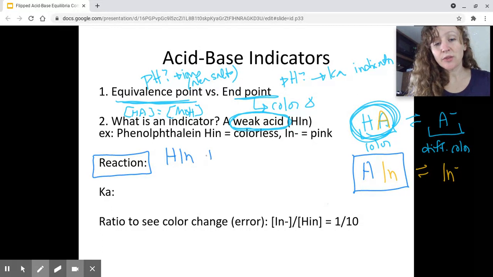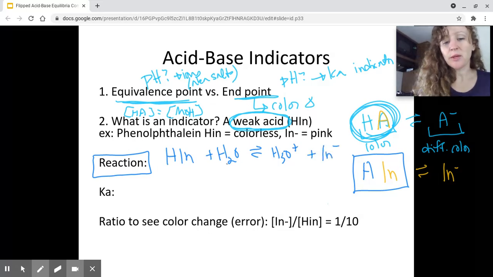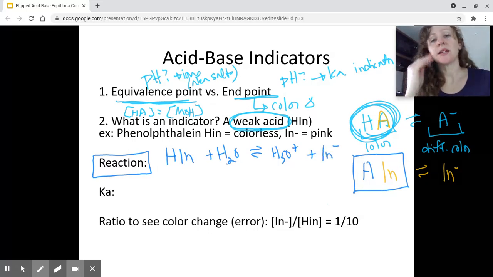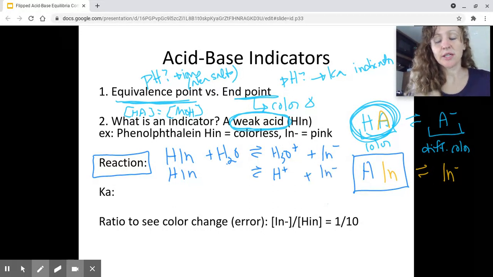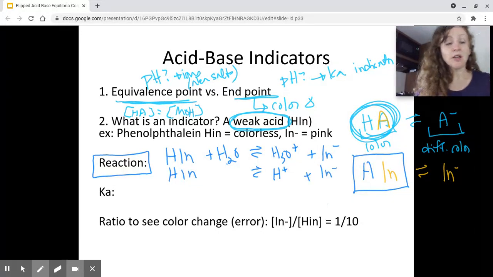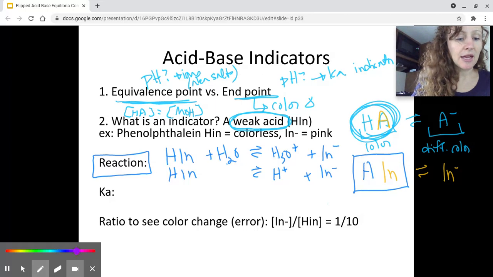So the indicator is going to react just like a weak acid. We can write it as if it's reacting with water, H3O plus and IN minus. And remember, we ignore water because it's a liquid and it doesn't affect the K. Or we can write HIN just as if it dissociates into H plus and IN minus. Either way we write it, we can write a K. We're going to get the Ka from it.